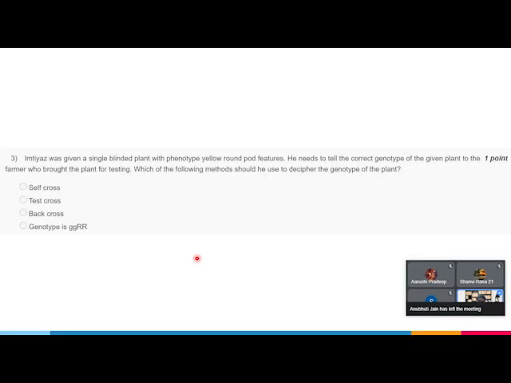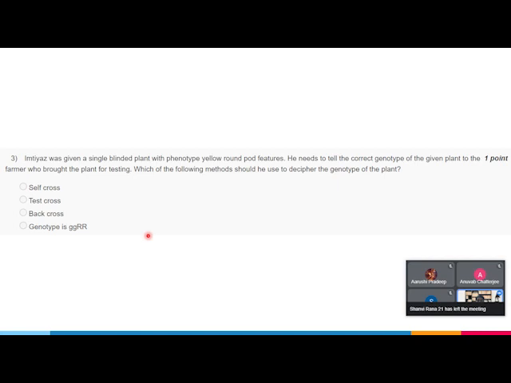Okay. So we go forward into the next question, in which Imtiaz was given a single blinded plant with phenotype yellow round pod features. Single blinded means that you do not know the genotype. He needs to tell the correct genotype of the given plant to the farmer who brought the plant for testing. Which of the following methods should he use to decipher the genotype of the plant?